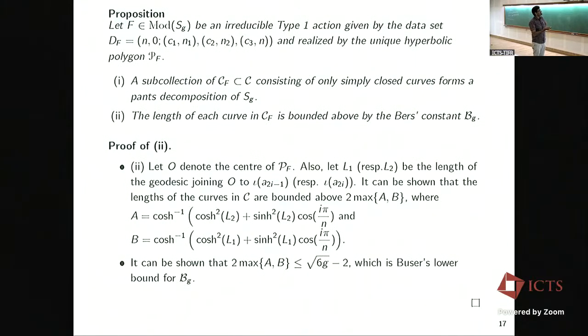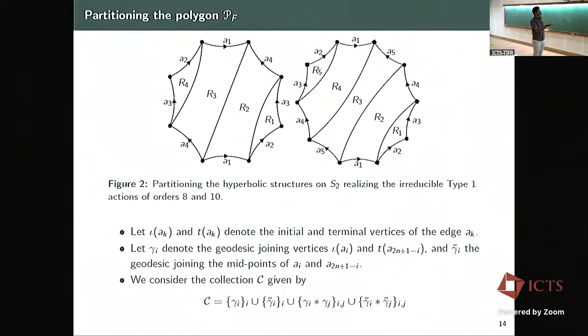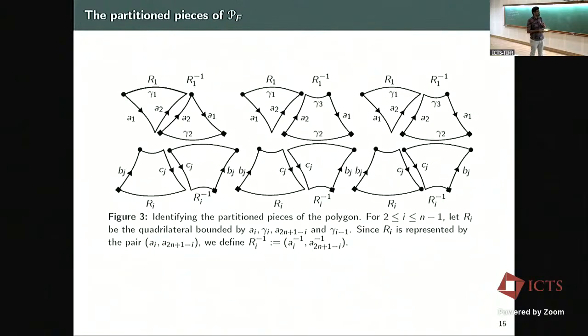And so what we were able to show is that if you take these curves, as you can see here, it's not always possible that these arcs you get are curves on your surface. It might happen that when you cut across, these geodesics are not closed geodesics. They might just be arcs. So we had to take care of that.